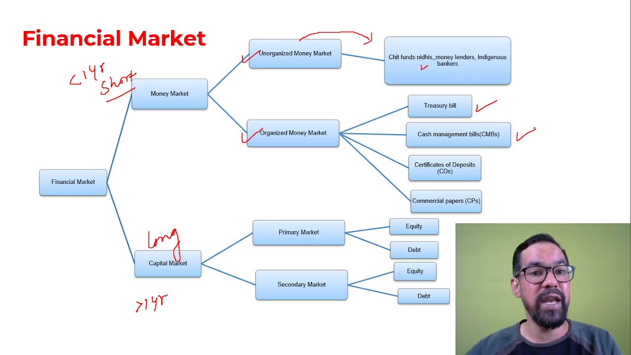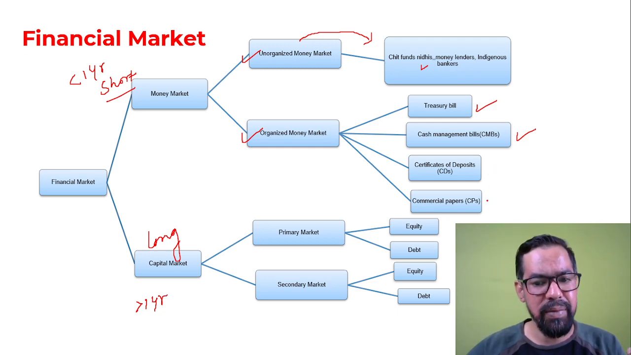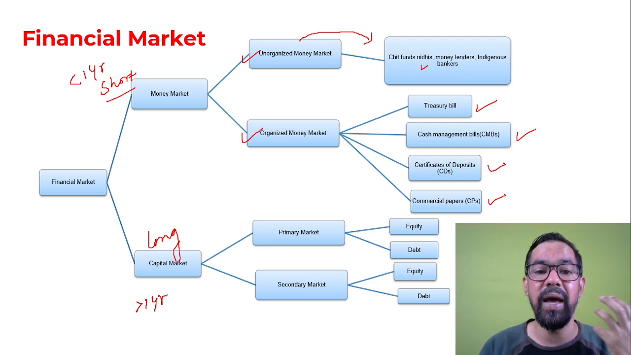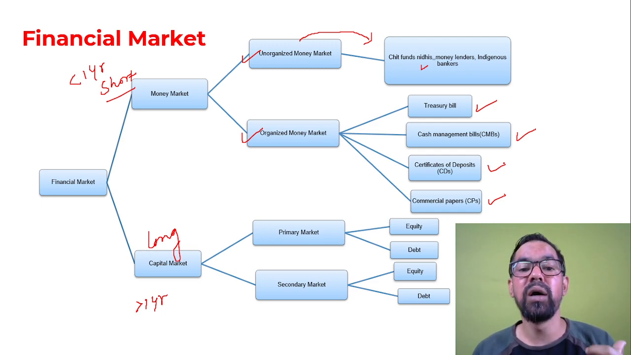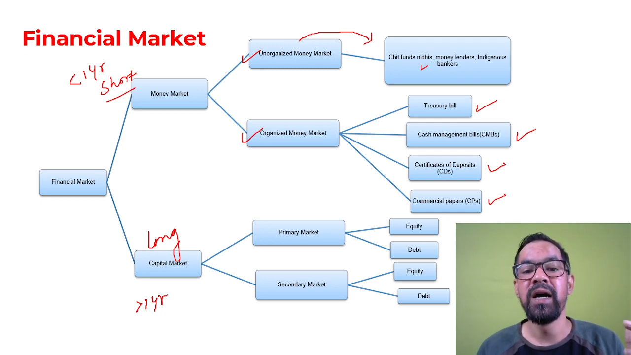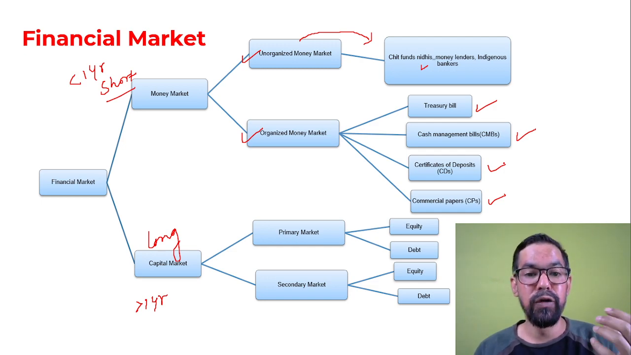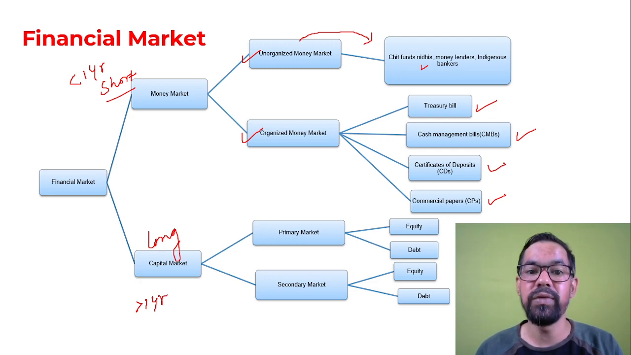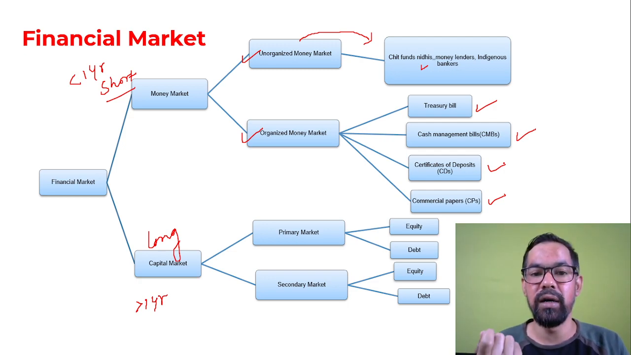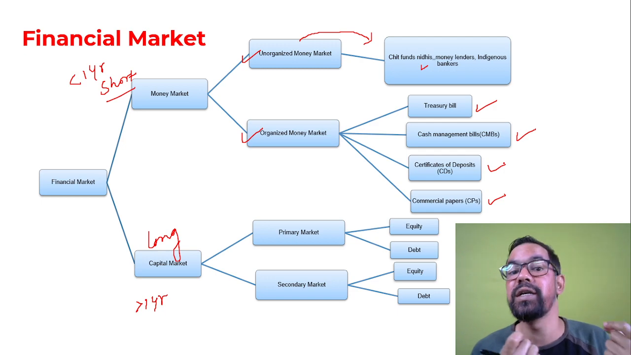Then we have the cash management bill for the requirement of companies. Again, we have commercial paper, and we have certificates of deposit through banks. These are issued by banks. They fulfill their short-term requirement through a certificate of deposit. Commercial papers are generally issued by corporate houses, so they fulfill their short-term requirement by issuing these instruments. So the money market basically deals with short-term securities, which means the product duration or the product life is less than 1 year.